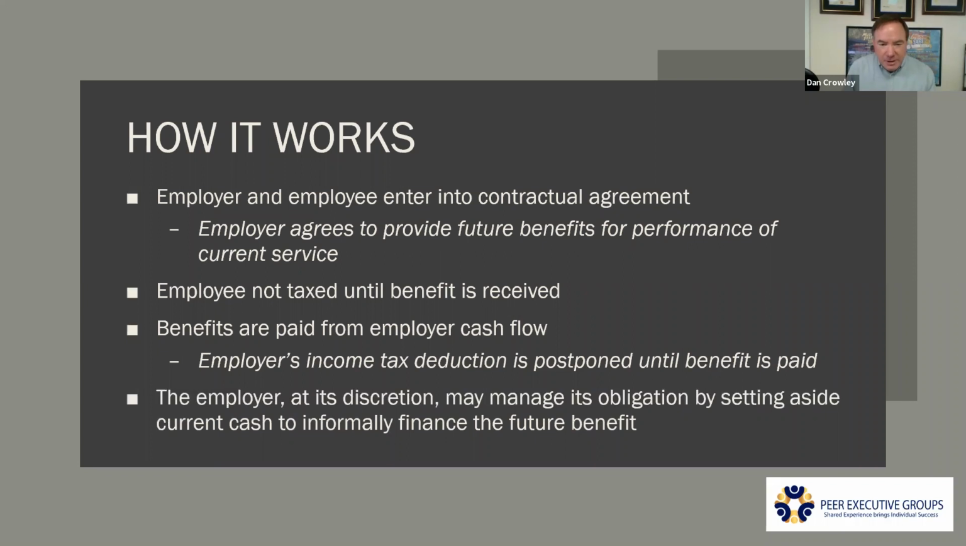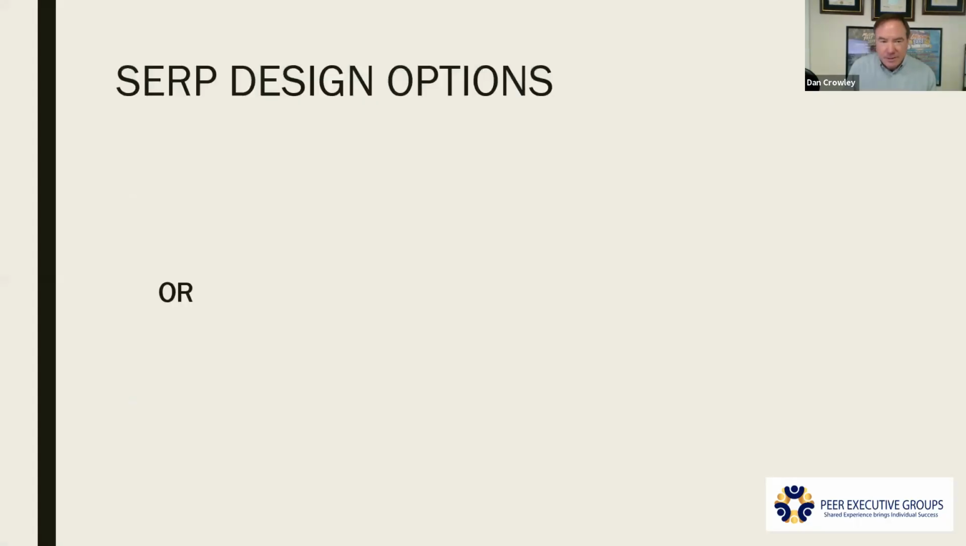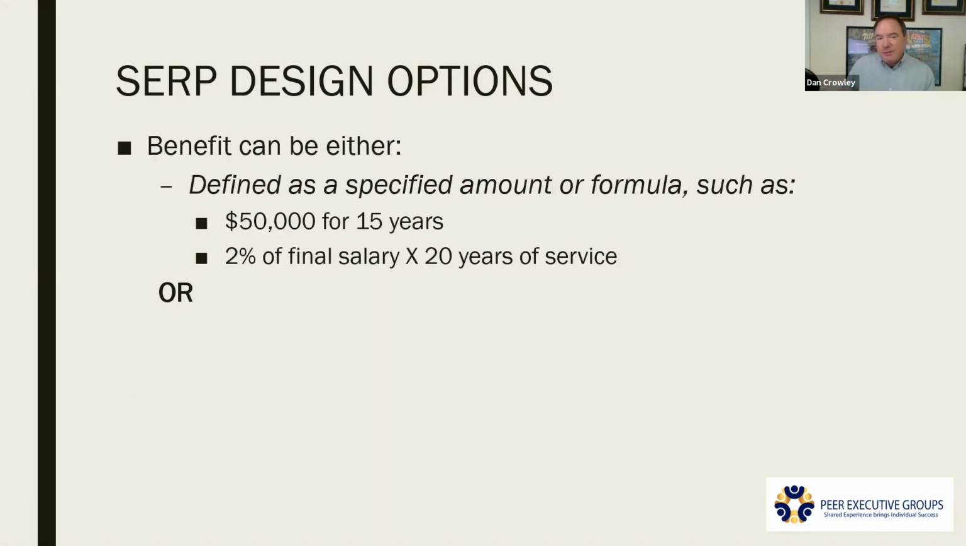So the employer may manage the obligation by setting aside current cash to informally finance that future benefit. They don't have to do that. We recommend they do that, and we'll tell you about that right now. So design options, there's usually two. One is to say, I'm going to focus on the benefit.